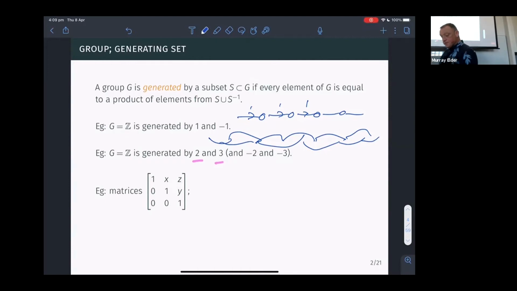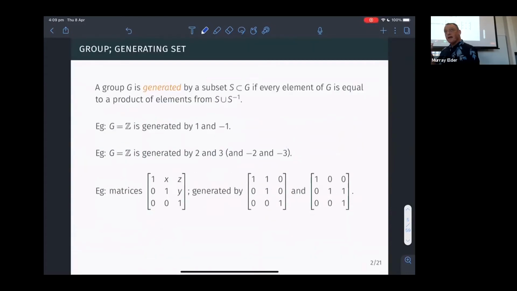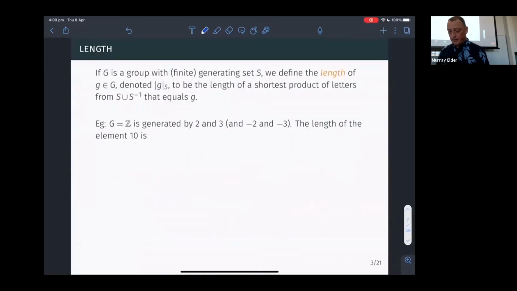My third example is the set of all matrices with x, y, z belonging to the integers. This is generated by just 2 matrices and their inverses. I can multiply those together and get every possible upper triangular matrix with 1s on the diagonal like that. So those are my examples, with different generating sets. If the generating set is finite, we say that the group is finitely generated. So that's the world that I'm living in.